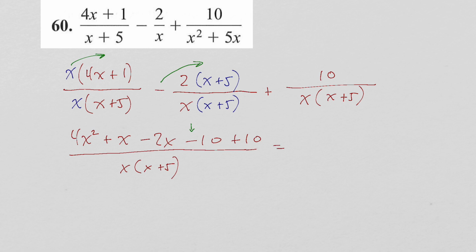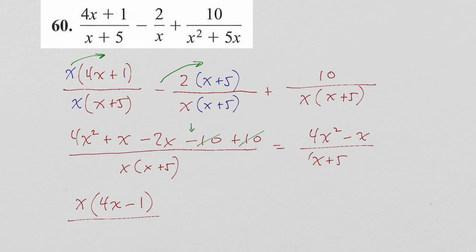All right, let's see. These disappear, and so I'm going to get 4x squared, and x minus 2x is negative x. I'm going to factor an x out of the numerator, and that leaves me with 4x minus 1. Oops, I forgot my x down here. And that's over x times x plus 5. And I'm going to cancel. This and this cancel, and I'll be left with 4x minus 1 over x plus 5.